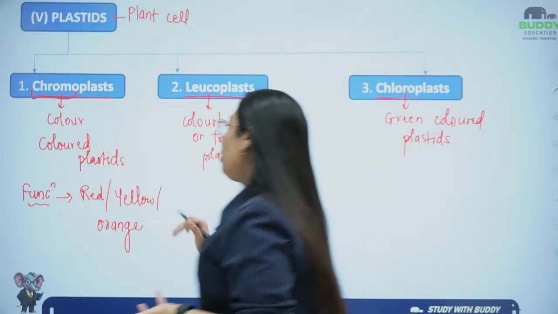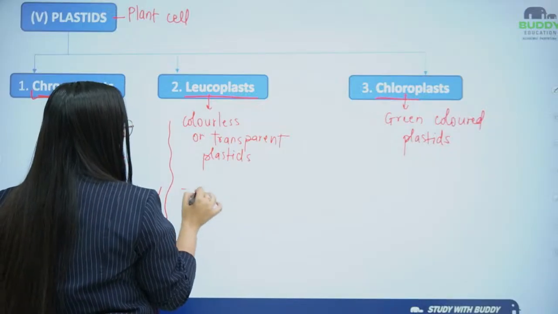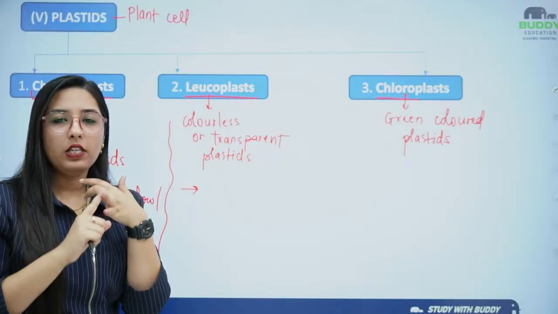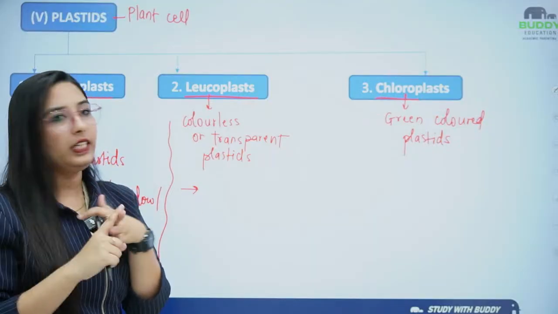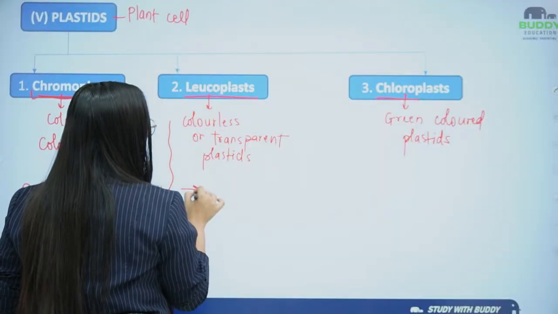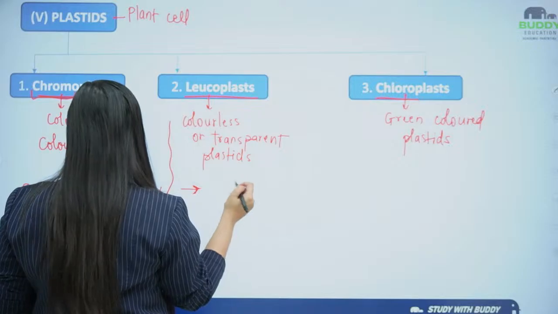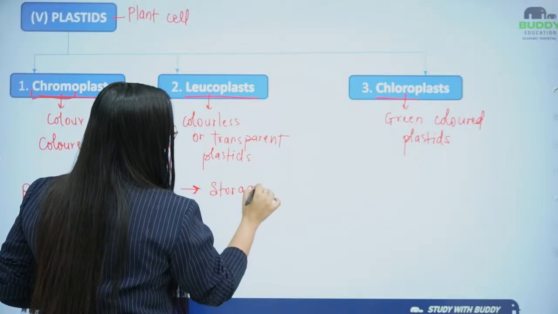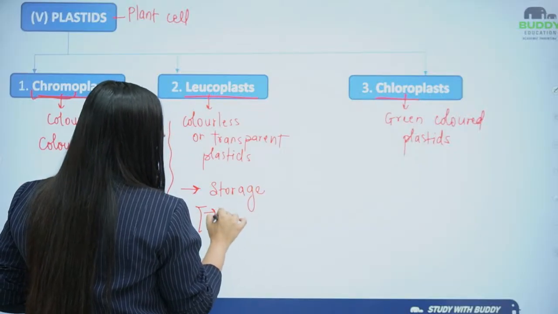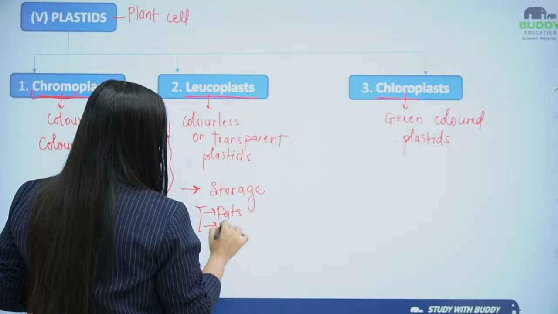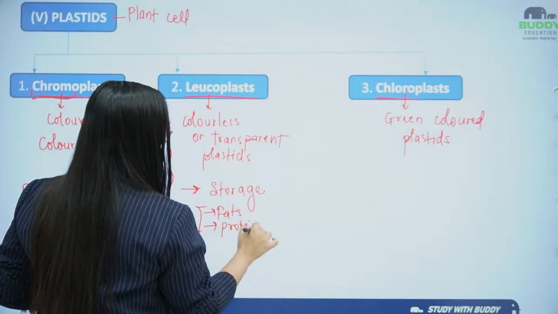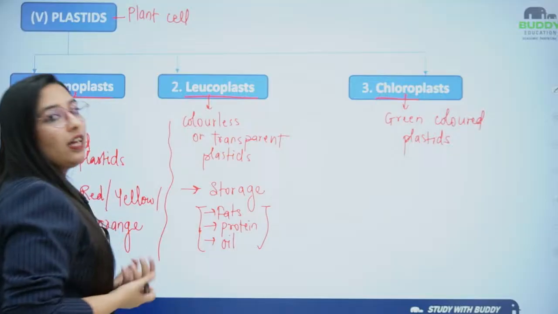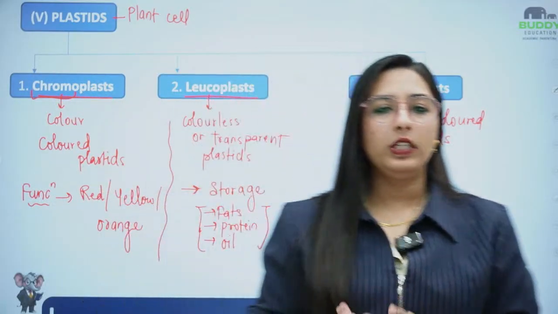When I'm talking about leucoplasts, the function of leucoplast is basic. These are responsible for the storage of fats, oils, and proteins. These are responsible for basically the storage. Storage of what? Storage of fat, protein, and oil. So these are responsible for the storage of fat, protein, and oil.